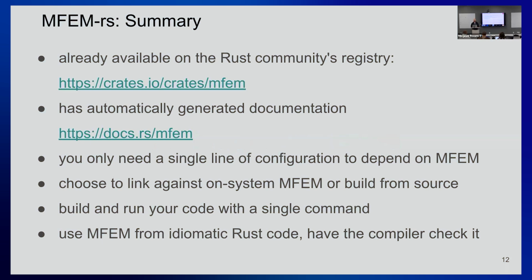You only need a single line of configuration to use this package from your Rust project. And you can even choose to link against an MFEM compile that's already on your system, or you can choose to have it built from source, hands off. And once you have an application written in Rust that depends on MFEM, you can build and run your code with a single command. And last but not least, you can use MFEM from idiomatic Rust code, so that you get a lot of compiler-provided automated checks to ensure that you're using it correctly.